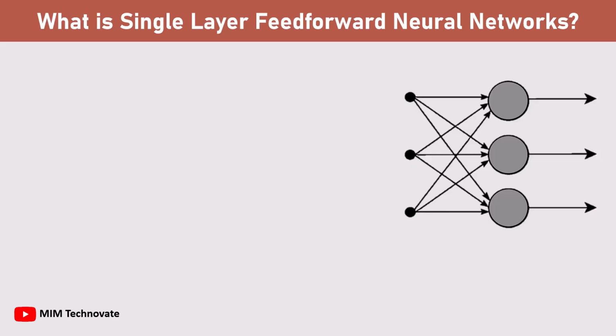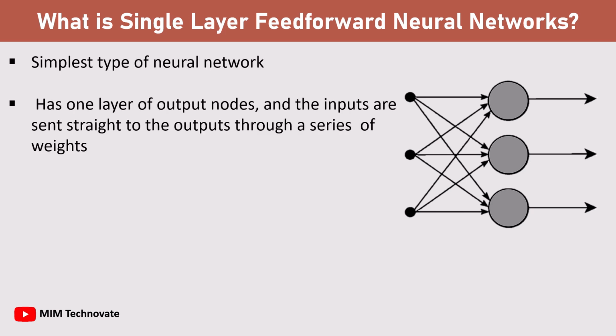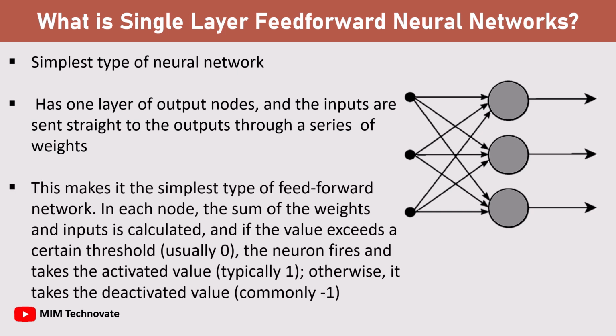A single-layer network is the simplest type of neural network. It only has one layer of output nodes, and the inputs are sent straight to the outputs through a series of weights. This makes it the simplest type of feed-forward network.